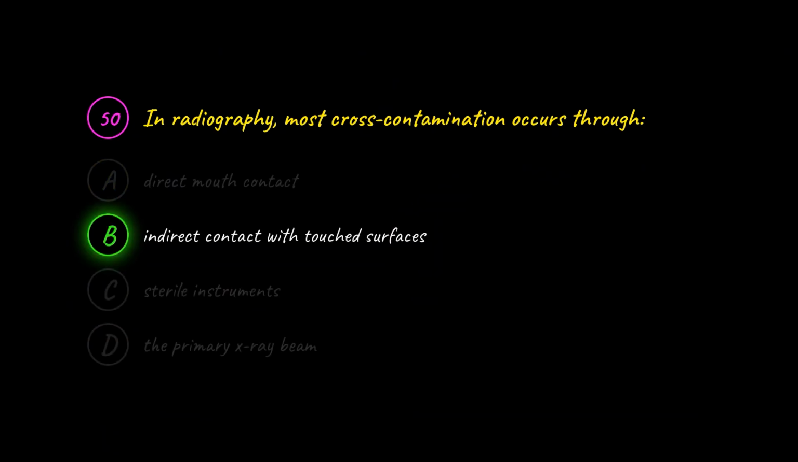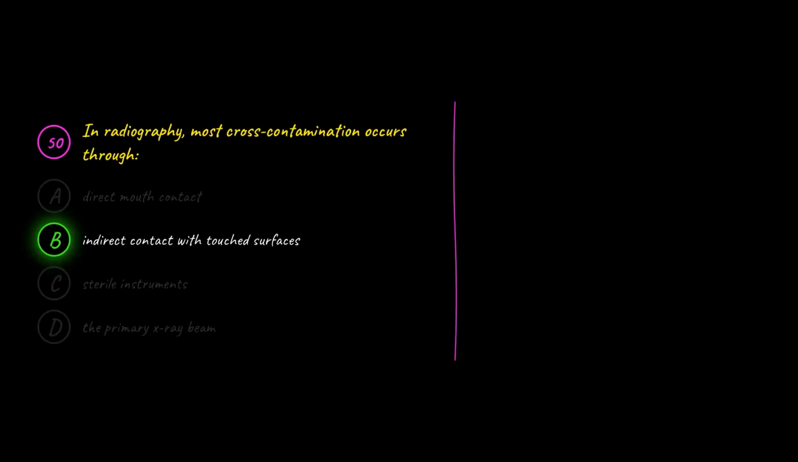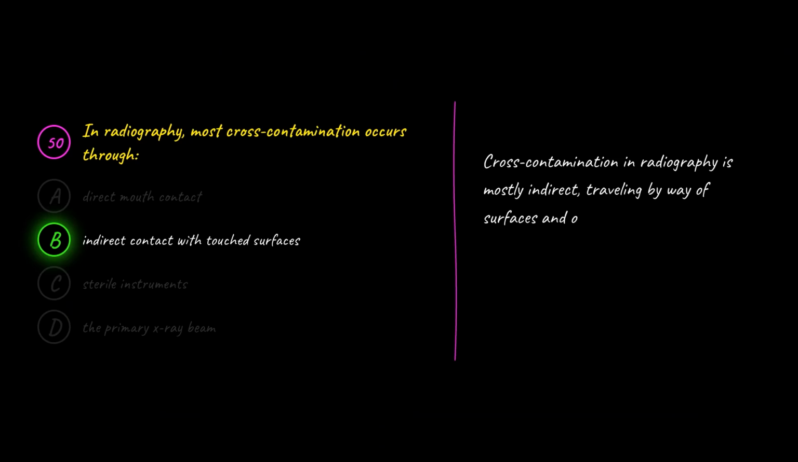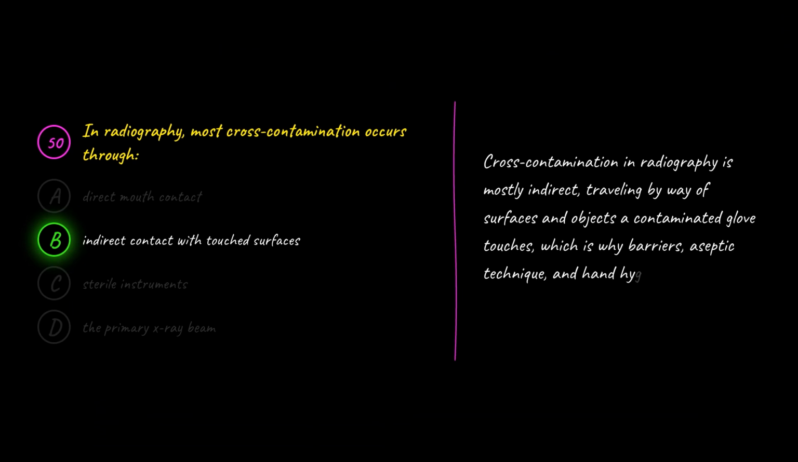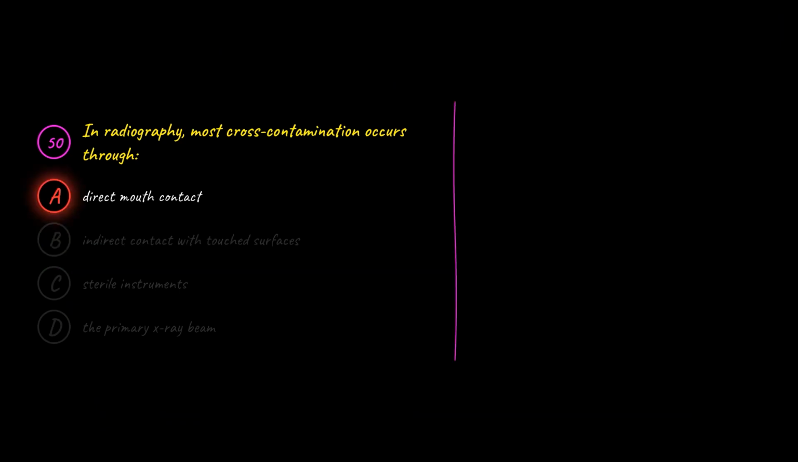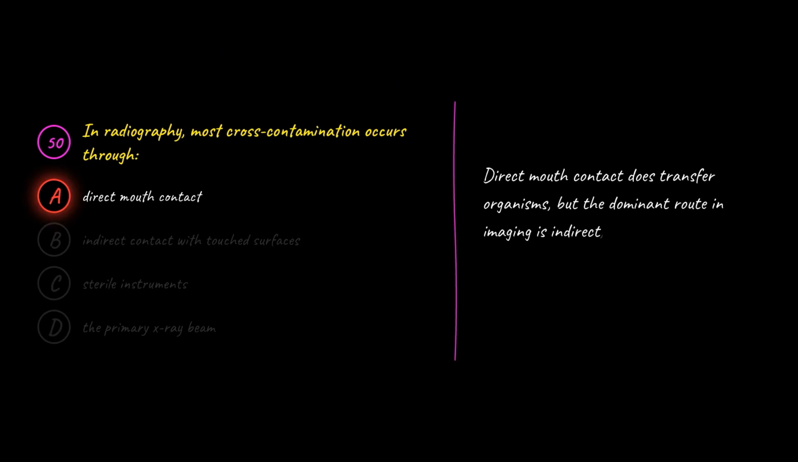The correct answer is B. Indirect contact with touch surfaces. B is correct because cross-contamination in radiography is mostly indirect, traveling by way of surfaces and objects a contaminated glove touches, which is why barriers, aseptic technique, and hand hygiene are emphasized. A is wrong because direct mouth contact does transfer organisms, but the dominant route in imaging is indirect. Through the many surfaces a contaminated glove touches between steps.